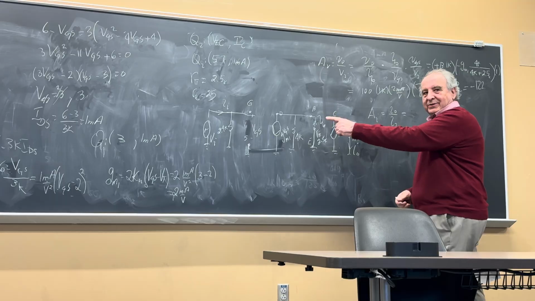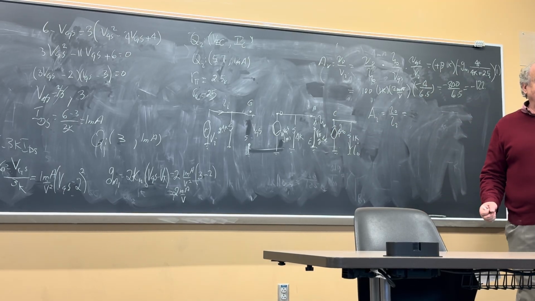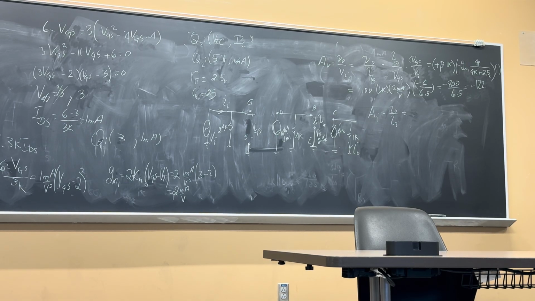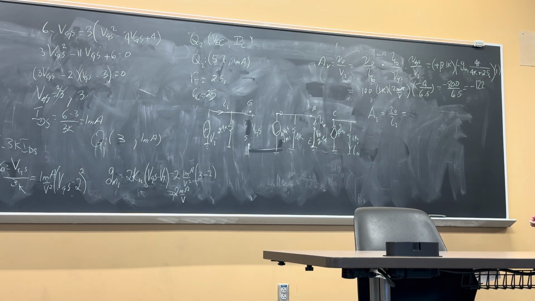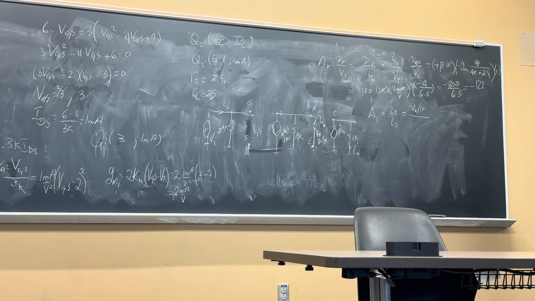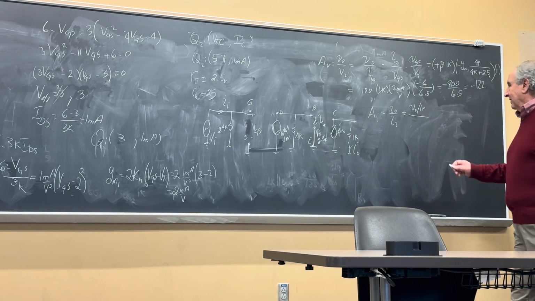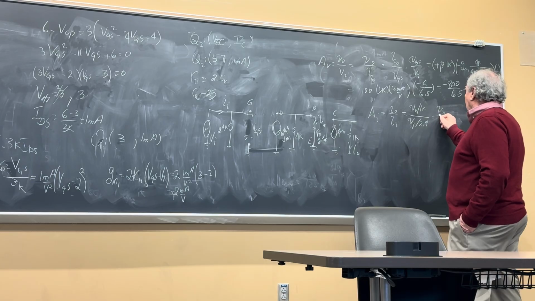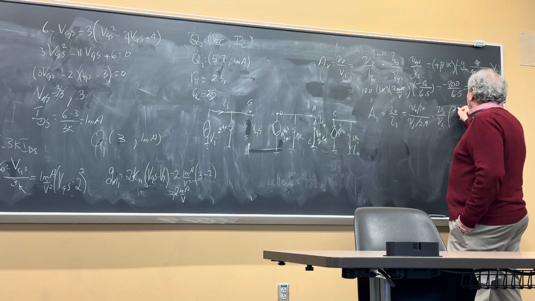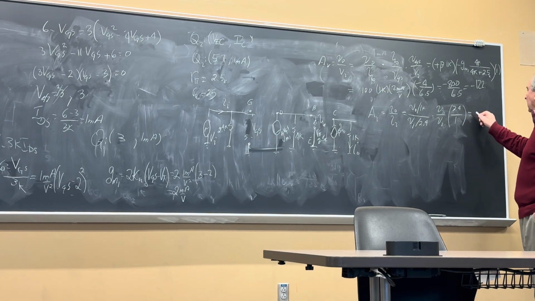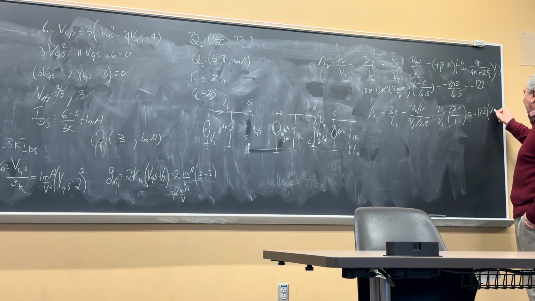You don't need to do all this. What's I out equal to? Take a look here. It's V out over 1K. What's I in? V in over 2.4K. So this would be V out over V in times 2.4 over 1. So this would be minus 122 times 2.4.